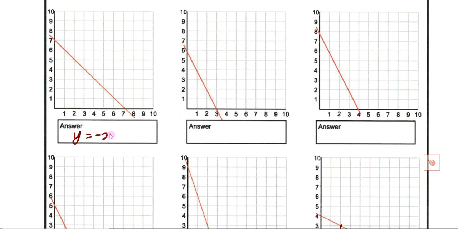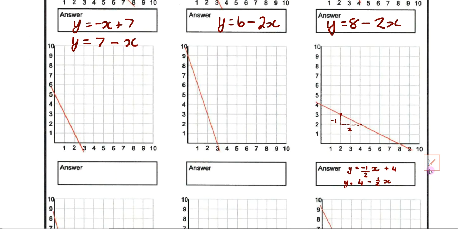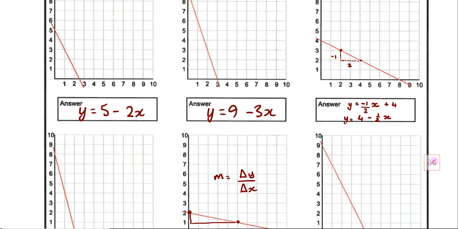These ones then. Y equals negative x plus 7 or 7 minus x. Someone else? 6 minus 2x. Y equals 6 minus 2x. Yeah? Or negative 2x plus 6. Is it y equals 8 minus 2x? Okay, someone different this time? Y equals 5 minus 2x. 9 minus 3x. Good. We've done this one. 4 minus a half x.